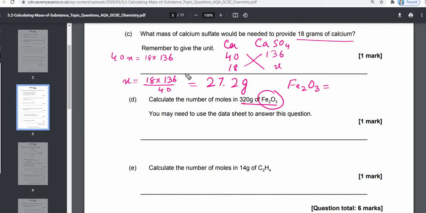So before doing that, there's some calculation error over here. So when we'll solve it, it will become 61.2 grams. So this is not 27 point something, it's 61.2 gram. Now let's come back onto this one.